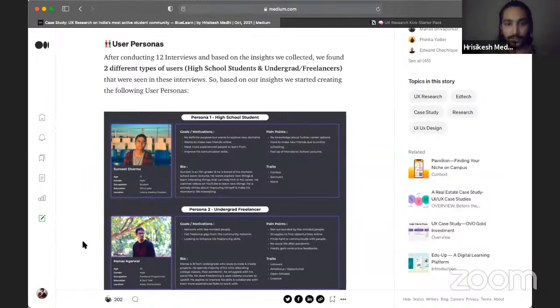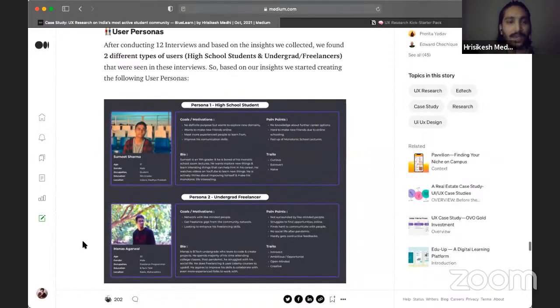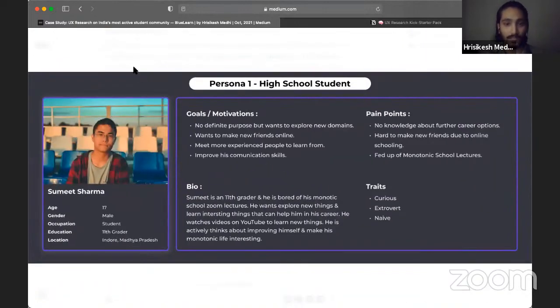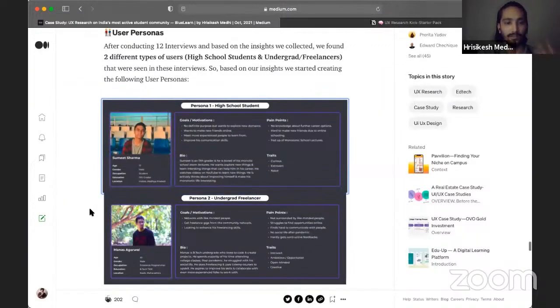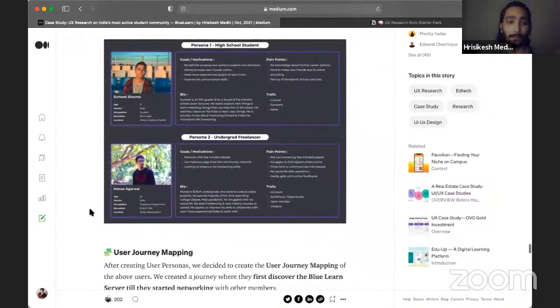So here, after getting our insights, we framed two different personas. You can see here a high school student and an undergrad freelancer. You can see how we got these particular inputs from our user interviews and field research. We listed down their goals and motivations, their traits, a little bit about them, and also their pain points. Again, Sumit Sharma is not a real-life person. It's just a representation of what a BlueLearn community server member looks like.